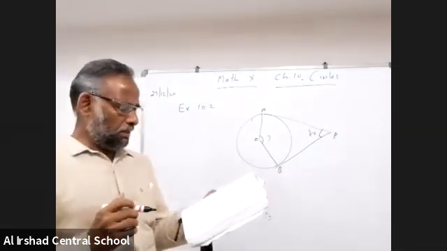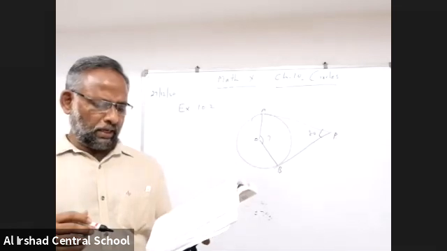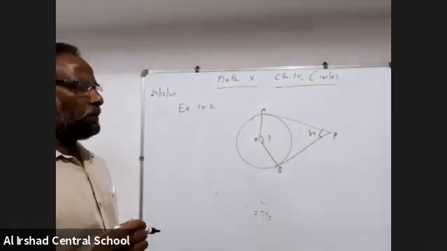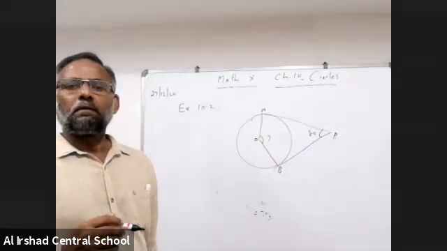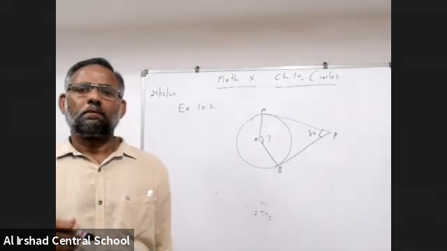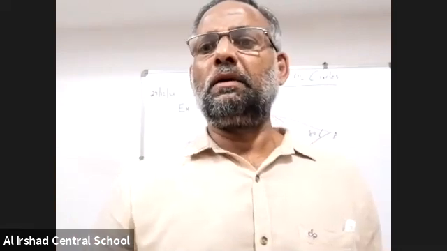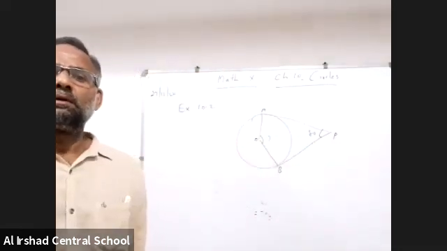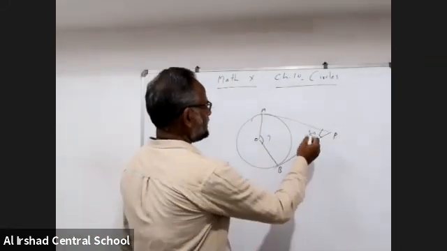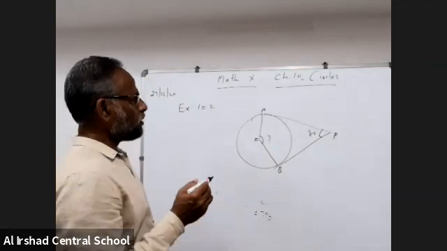If tangents PA and PB from a point P to a circle with center O are inclined to each other at an angle of 80 degrees, then angle POA is equal to what? See, how can you find out angle POA? It is not simple. You have to think a little bit. Even though it is an MCQ, you have to think. Listen here. Here, it is 80. We have to find out POA.